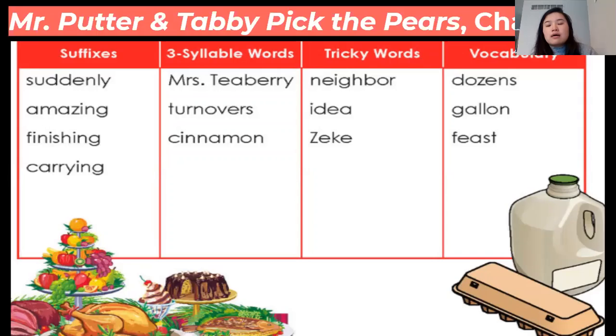So you could name a male animal Zeke, or maybe a friend that you know, his name is Zeke. So maybe if we were to make the tricky words into one sentence, you could say, my neighbor Zeke told me a really good idea yesterday.